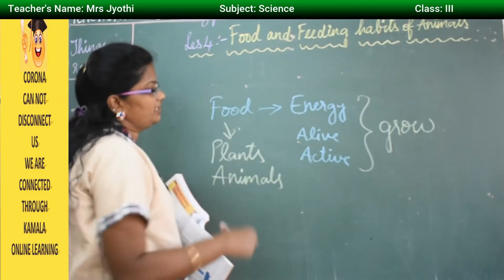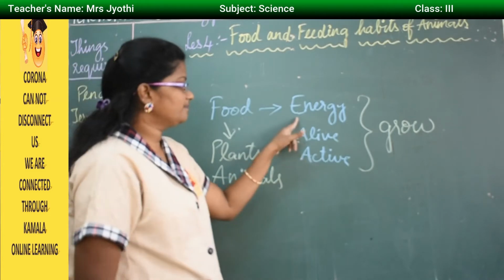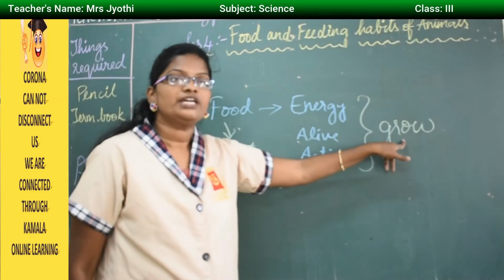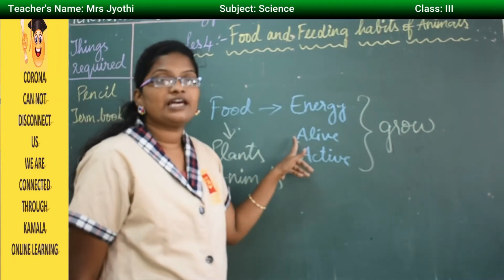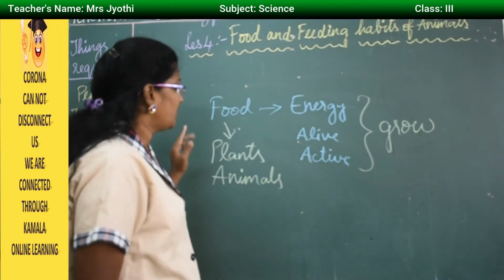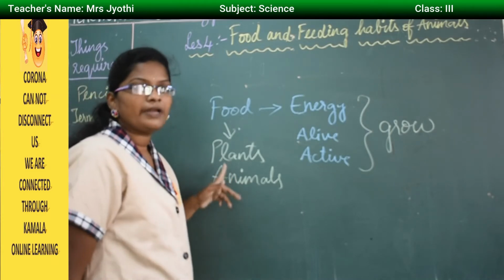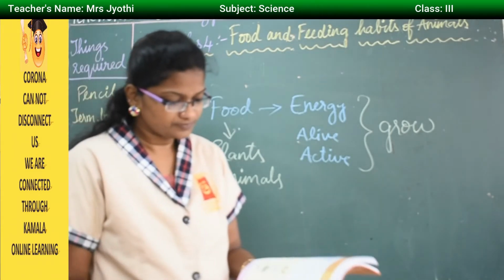So food gives us energy, helps us to grow, helps us to stay healthy, and helps us to stay alive and active. And this food comes from plants and animals.